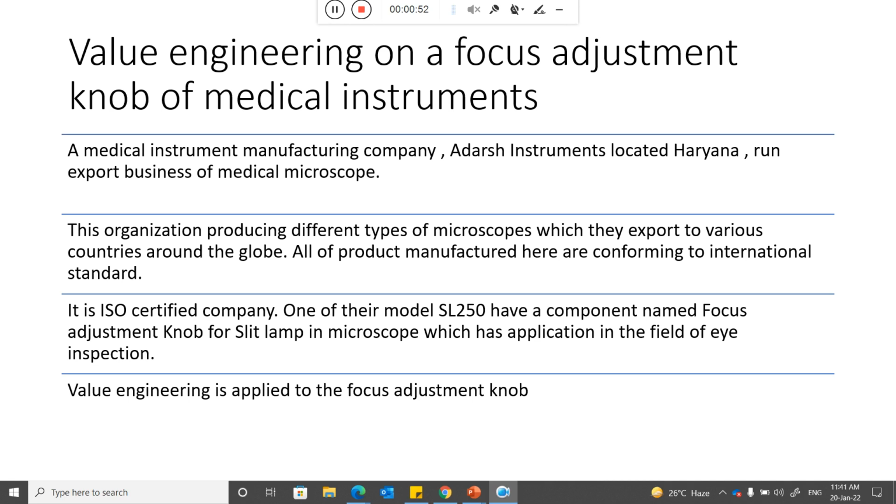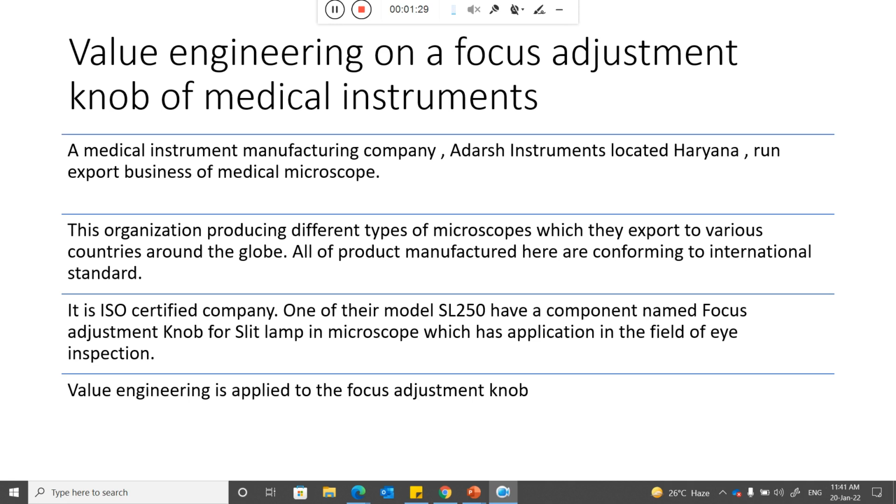So here the first thing is that a medical instrument manufacturing company is given, that is Adarsh Instruments, located in Haryana, and it runs, or you can say, the export business of the medical microscope. I will show you the actual research article after completing all these things. The organization produces different types of microscopes which they export to various countries around the globe. All of the products manufactured here conform to international standards. Okay, so it is an ISO certified company.